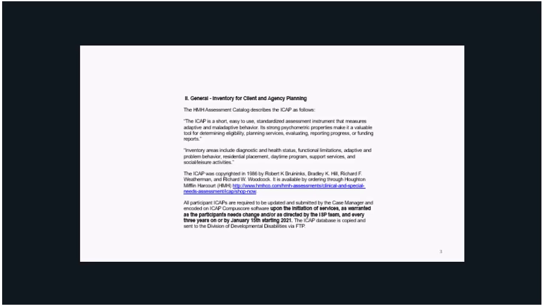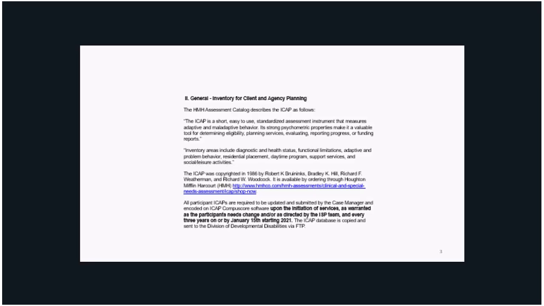So the areas that the ICAP covers are what I like to call different puzzle pieces. And I'm covering today just some introduction to tell you a little bit about the ICAP to help you understand why we have the considerations that we do. And the sections that we're going to talk about in future chapters are sections A, B, C, and then section D is adaptive, and then E is the problem behavior, and then the rest of the ICAP and the eligibility worksheet.